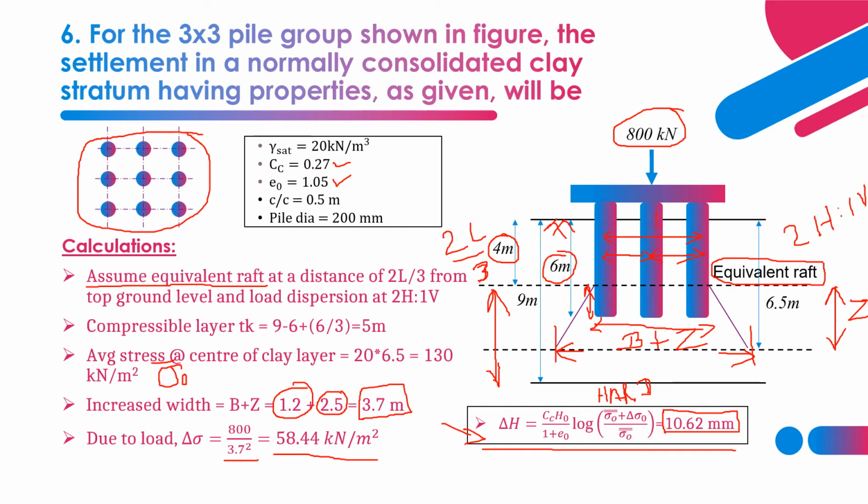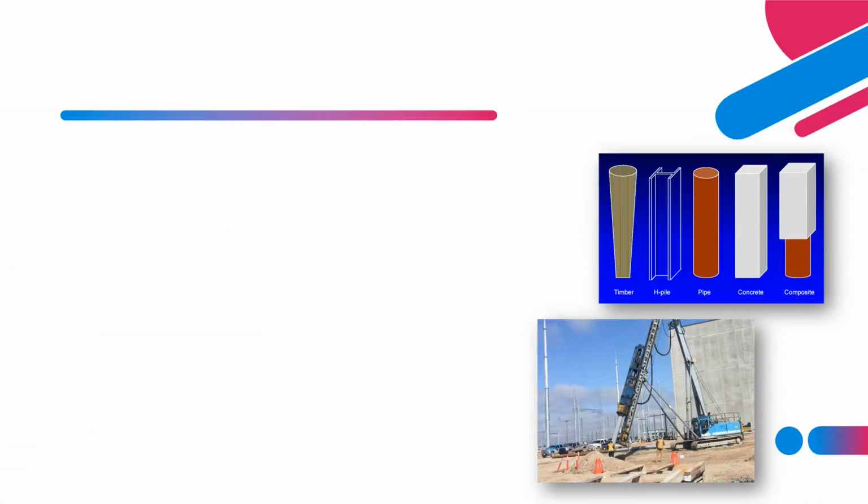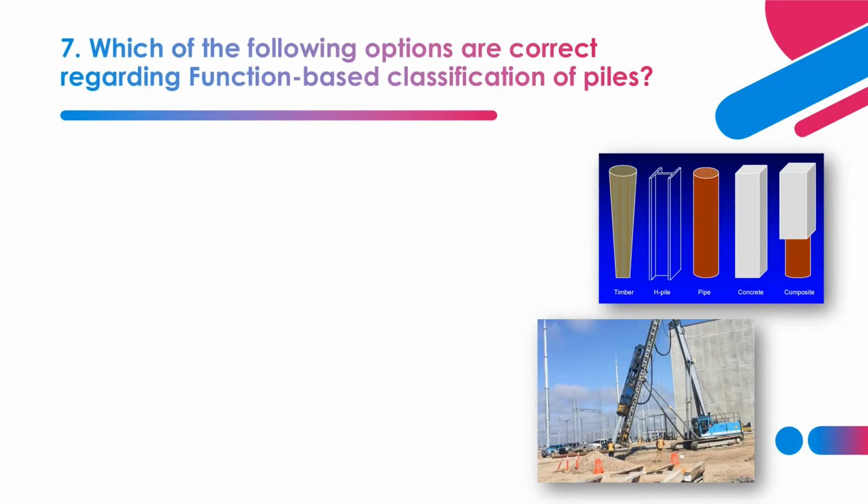Now let's move on to the seventh question. The seventh question is regarding the classification of piles based on something. In this question, they have given function based. Which of the following options are correct regarding function based classification of piles? Piles are classified based on various things. For example, they can be classified based on material. Now, in this question, they have given function based.